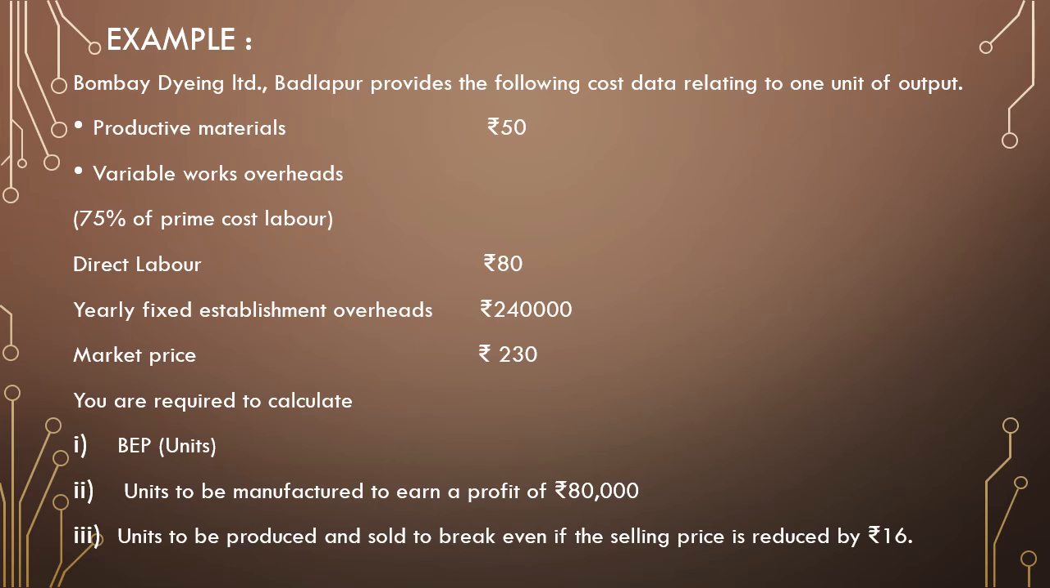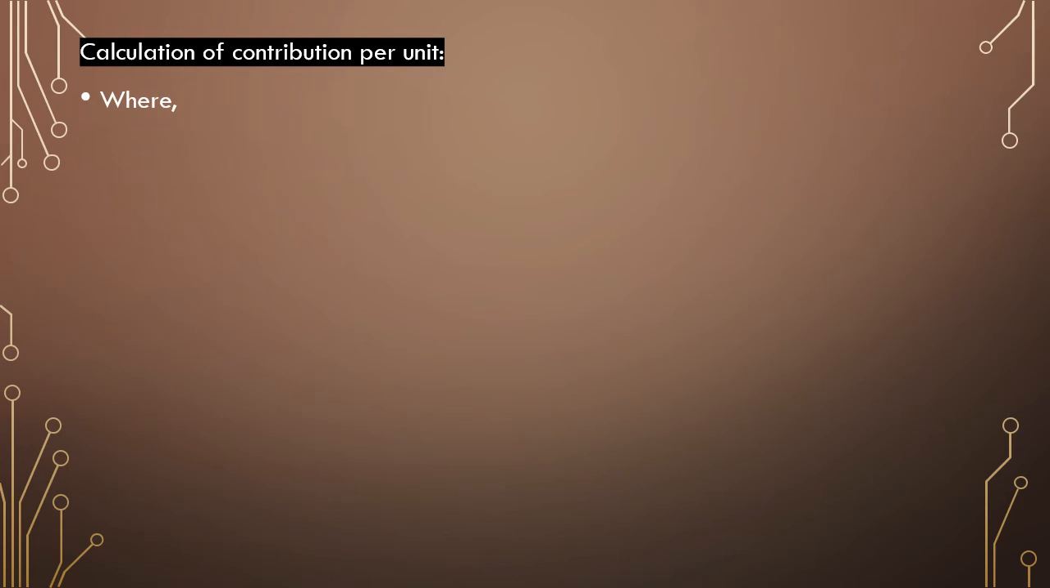Third, units to be produced and sold to break even if the selling price is reduced by rupees 16. Let us calculate this. Now, firstly, what we will have to do is to calculate the contribution per unit. For calculating contribution per unit, we will require to deduct total variable cost per unit from the total sales per unit. So, we have the market price per unit as our sales price.